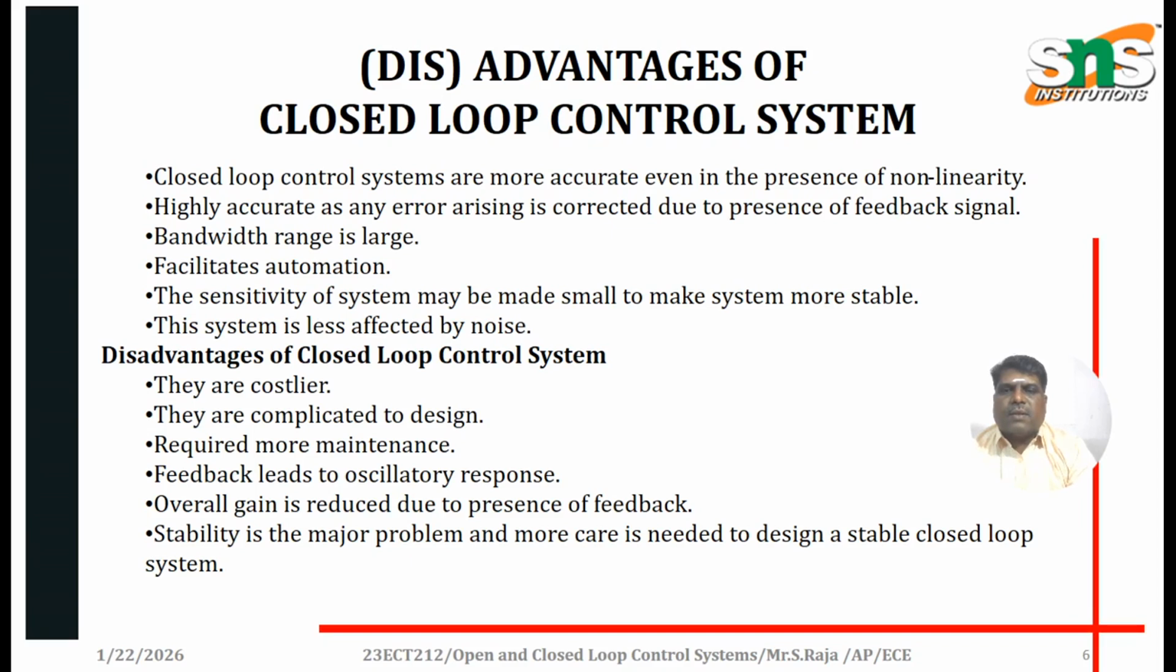Disadvantages of closed loop control system. They are costlier. They are complicated to design. They require more maintenance. Feedback leads to oscillatory response. Overall gain is reduced due to the presence of feedback. Stability is the major problem and more care is needed to design a stable closed loop system.